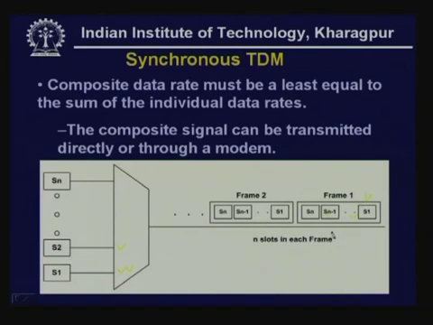As you can see here, there are n slots in each frame. So, this is slot 1, this is slot 2, in this way you have got n slots, and each slot corresponds to a particular source. That means slot 1 corresponds to data from this source, slot 2 corresponds to data from this source, slot n corresponds to data from this source.